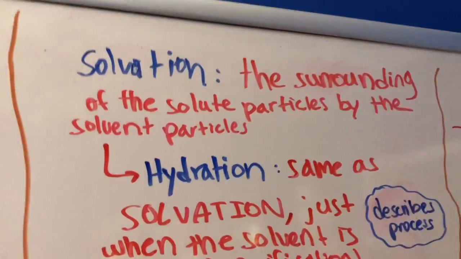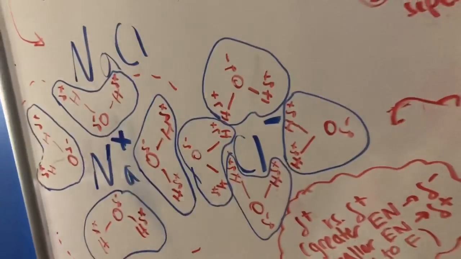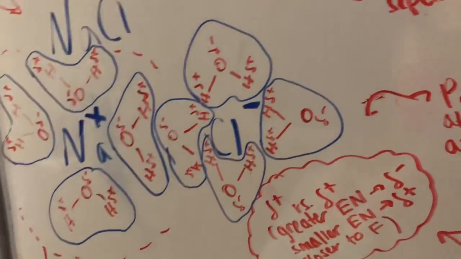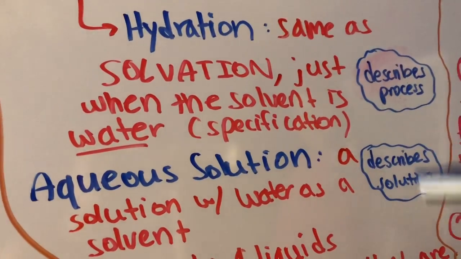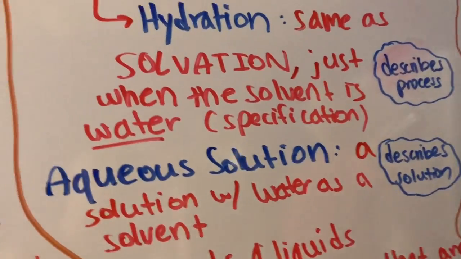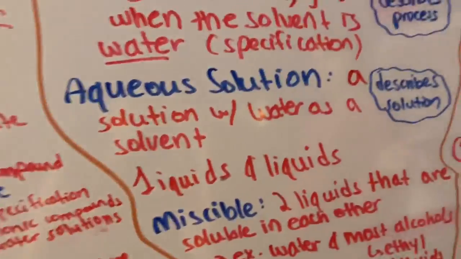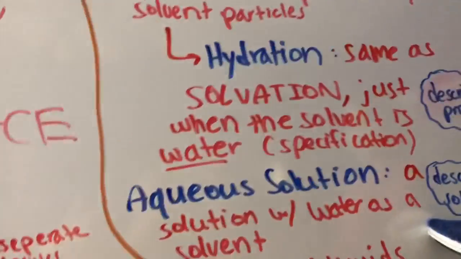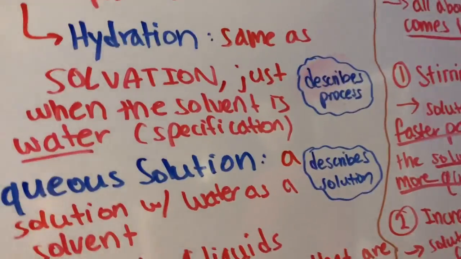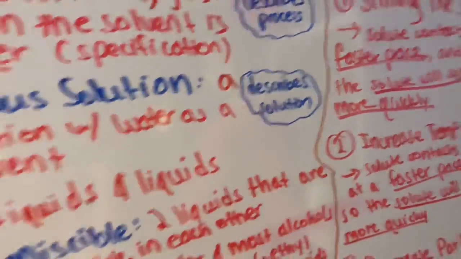Some terms: solvation is the surrounding of the solute particles by the solvent particles. As you can see here, the solvent particles were surrounding the solute particles. Hydration is the same thing as solvation, except it's when the water is the solvent, so it's a specification of solvation. An aqueous solution is a solution with water as a solvent. It's the same concept, except hydration describes the process of it happening, and aqueous describes the solution itself.